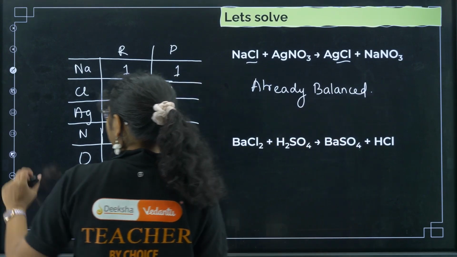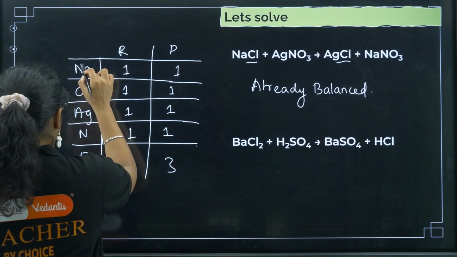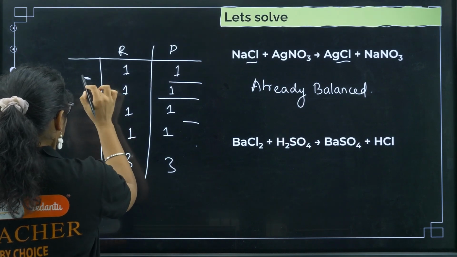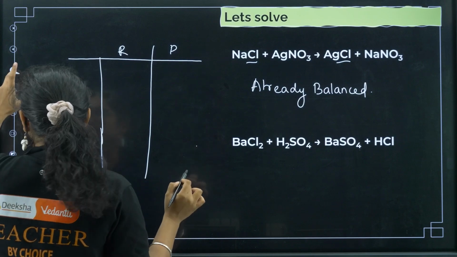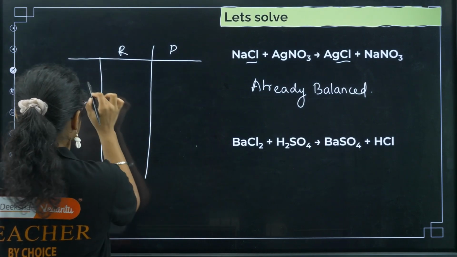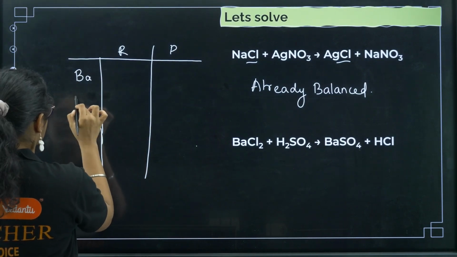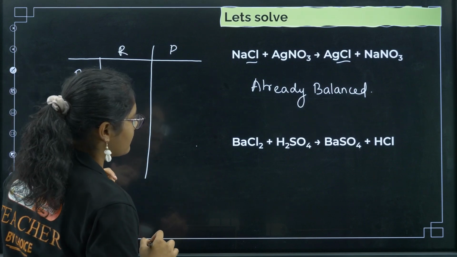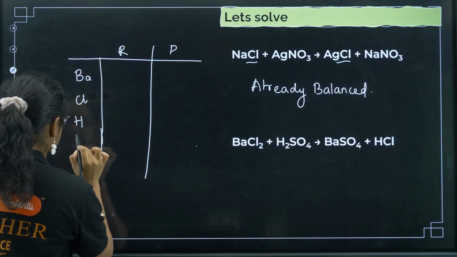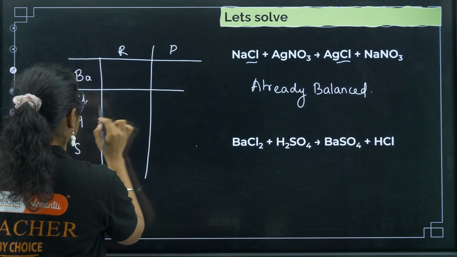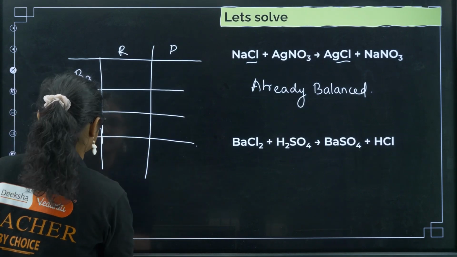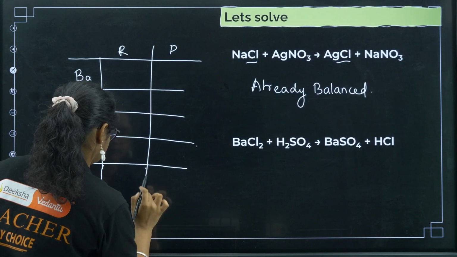Okay, now let us do the next question here. So I'll change the elements' names here, one second. Okay, so we have the elements: first barium, next chlorine, then hydrogen, sulfur and oxygen. Now if I just write the number of atoms on both sides, what will I observe?